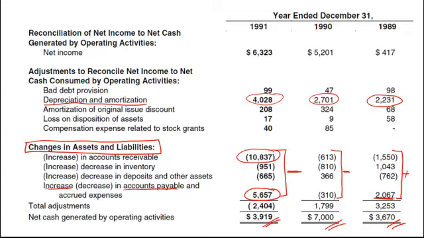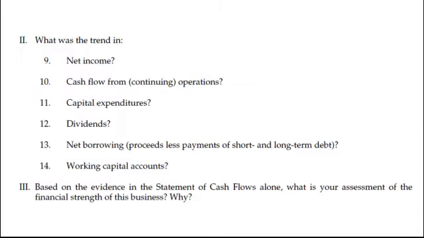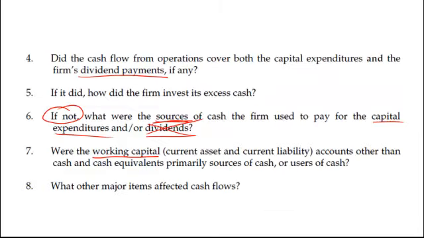We used cash to finance our receivables. We offset it a bit by an increase in accounts payable, but overall we invested cash in working capital, and working capital accounts went up. With that, we answered all the questions in the first part. We don't have any other major items affecting the cash flow, and we are done with part one.